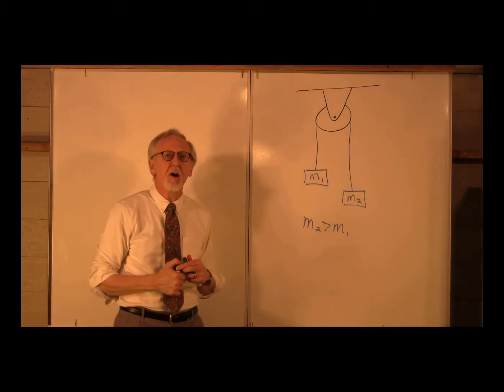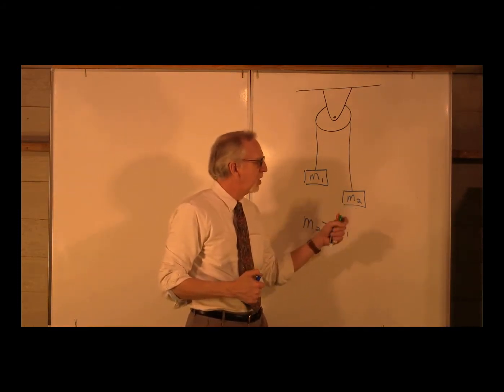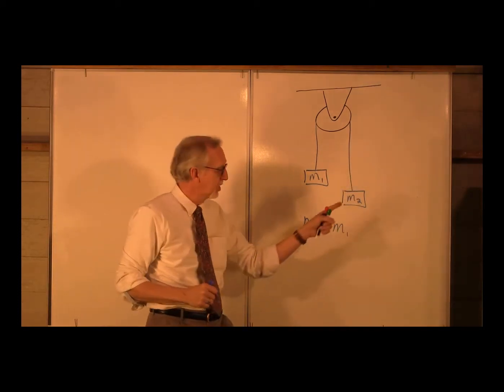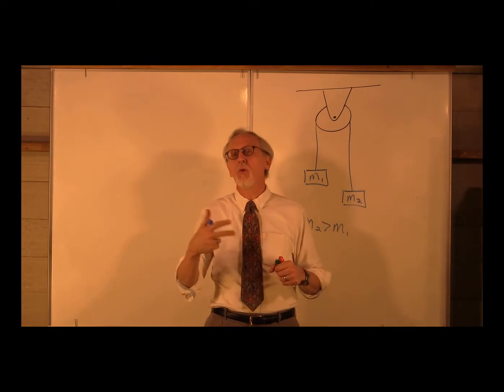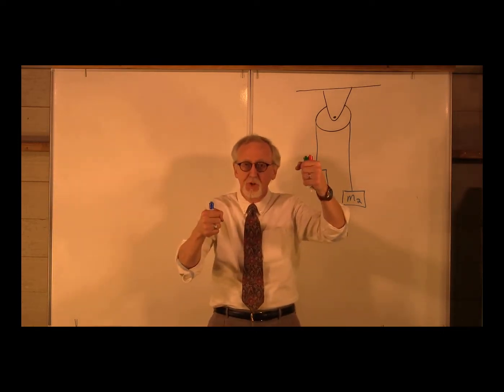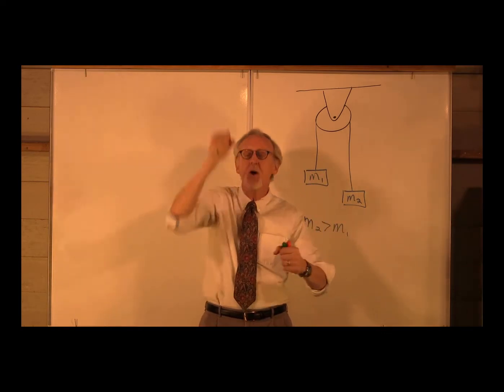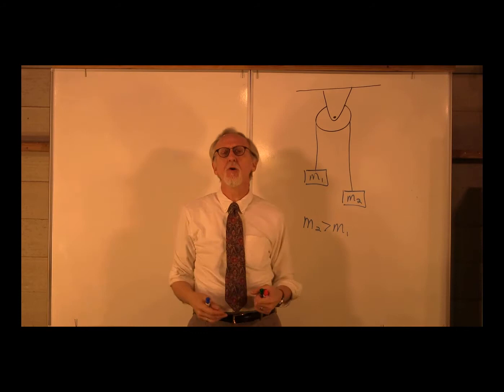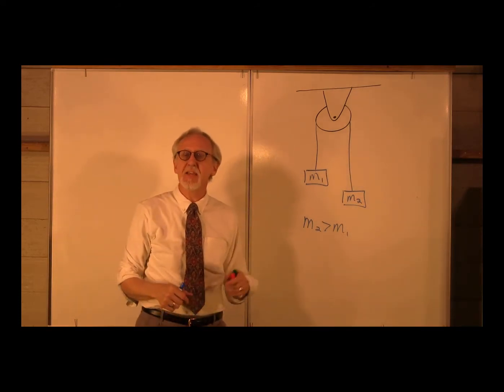If M2 is larger than M1, then the force pulling down on M2 will be larger than the force pulling down on M1, and what's going to happen? Well, M2 will go down and M1 will go up. Let's see if we can figure out what kind of motion, what kind of acceleration these masses will have.